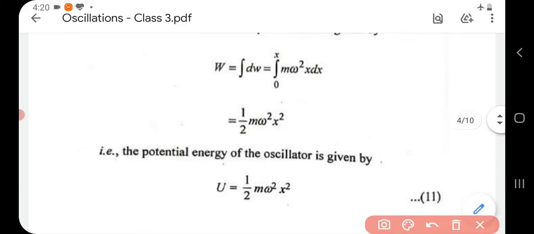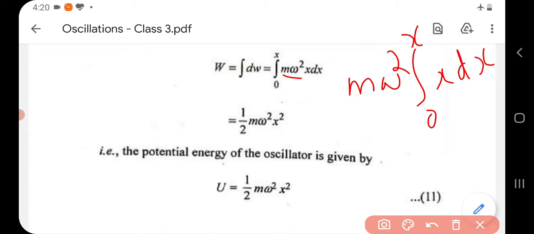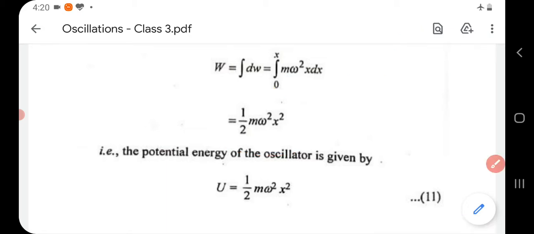So here on integrating, what happens? M omega square is a constant, right? We can take it outside. What is remaining is integral 0 to x, x dx. What is integral x dx? x square by 2. So it will be m omega square x square by 2, which is half m omega square x square. This is your expression for potential energy.